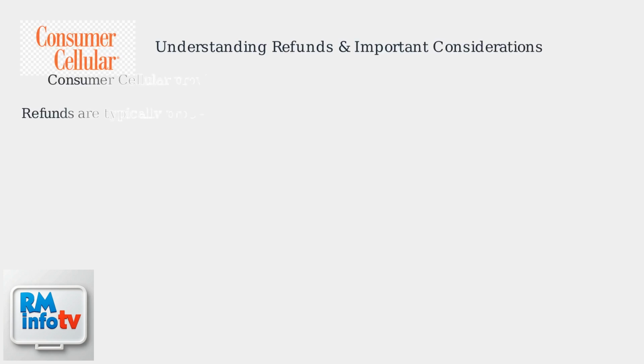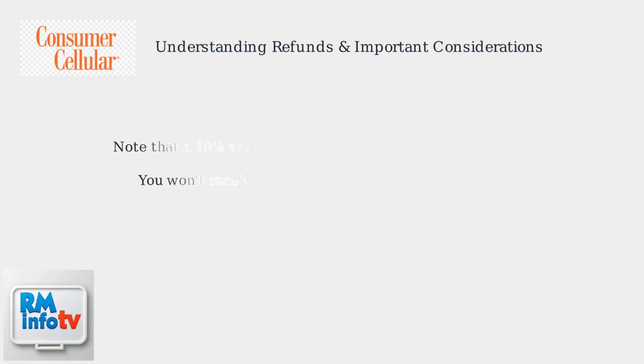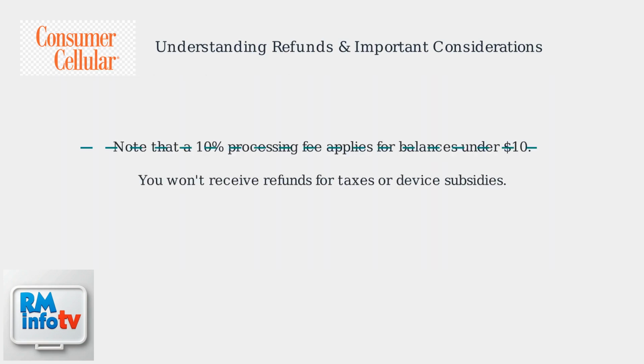Consumer Cellular provides prorated refunds for unused services when you cancel. Refunds are typically processed within 3 to 5 business days to your original payment method. Note that a 10% processing fee applies for balances under $10. You won't receive refunds for taxes or device subsidies.